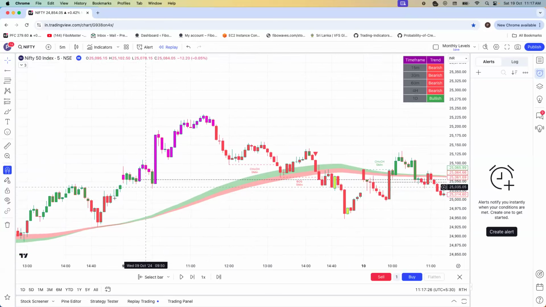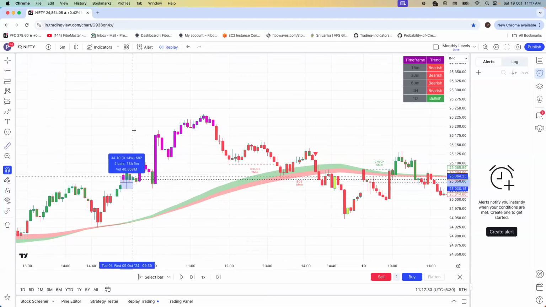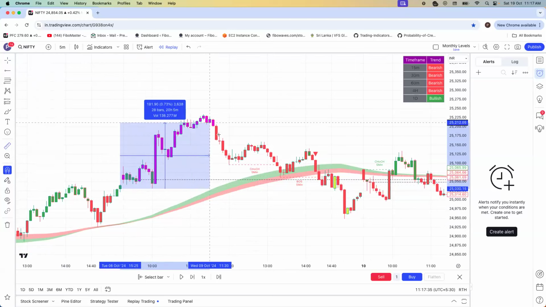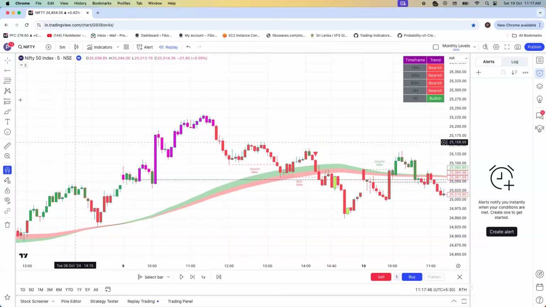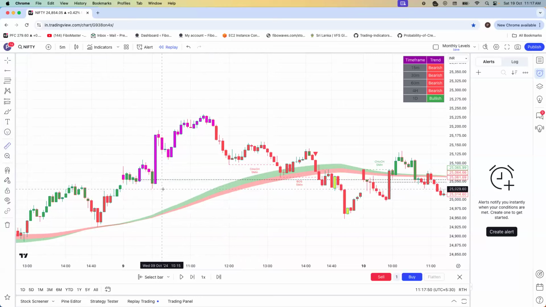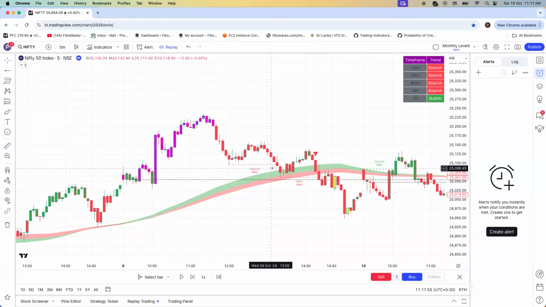So I have taken an entry here, I got an exit from here. So how much big a move did you get from here? If you had entered here, you would have got somewhere around here. Let's say I'm taking this particular move, 131 points, that's 0.53% you got from this trade. In fact, if you take an entry from this particular area to the top, it's almost 1%. You will get bigger returns when you hold your trades.